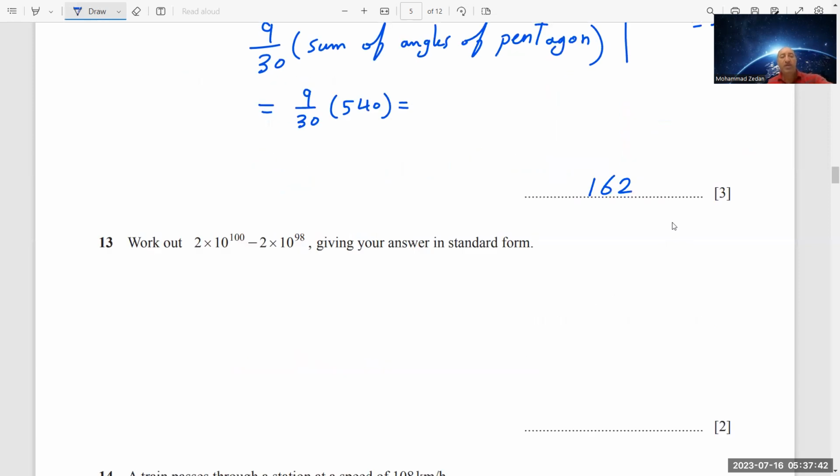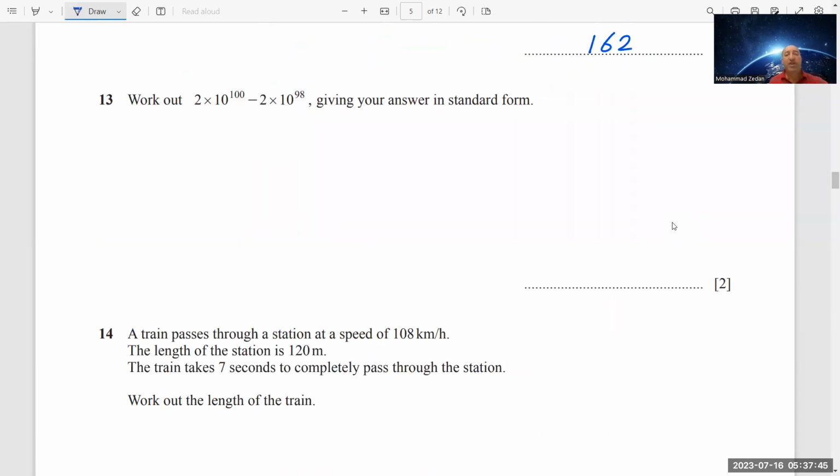Work out 2 times 10 to the power 100 minus 2 times 10 to the power 98, giving your answer in standard form. I have two numbers written in standard form or scientific notation. Keep the base power, 2 times 10 to the 100, and go to this number. Go to the smaller power and write the first number again. The 10 to the power 98 needs to be multiplied by 10 squared to be equal to this.